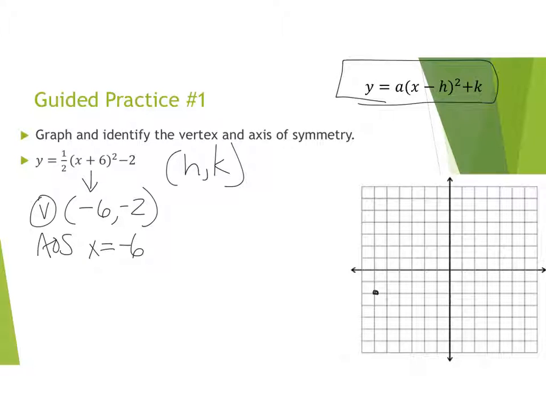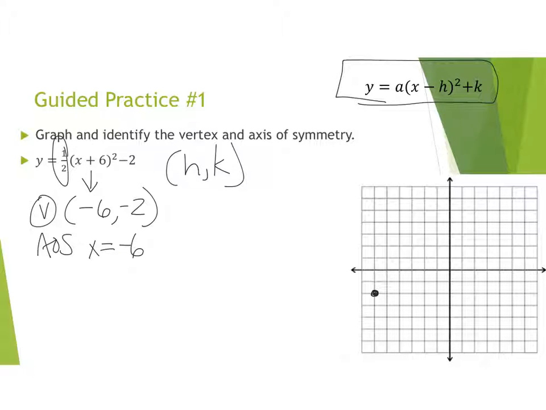There's the vertex. We can look at A is 1/2 and know that this one opens up. The axis of symmetry is the dotted line, so it splits in half right there at the value x equals -6. And then use either a graphing calculator or plug in points by hand, or you could even find the y-intercept first and graph the rest of the equation.